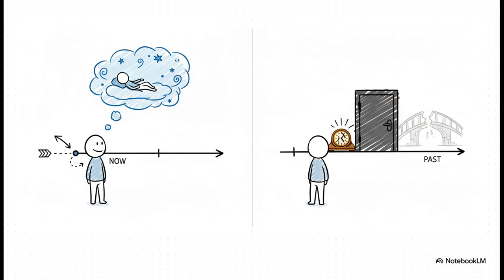So this brings us to a really important distinction, the difference between dreaming about the future and reflecting on the past. The second conditional, if I were you, that's about an unreal present. But the third conditional, if I had been there, that's about an impossible past. The grammar is different because the timeline we're playing with is totally different.